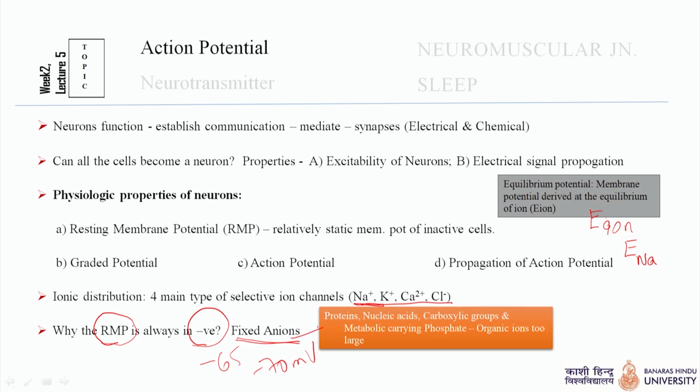These fixed ions are nothing but the proteins, nucleic acids, carboxylic groups, and the metabolic carrying phosphates, and these organic ions are too large, so they cannot come out from the cell. As a result, they are fixed inside the cell, contributing to the negative charge of the cell.